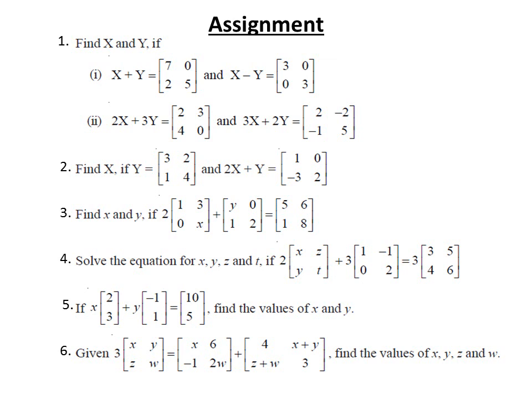Students, I hope that you all have understood the properties of addition and scalar multiplication and how to apply these properties in solving the questions. So try to solve this assignment.